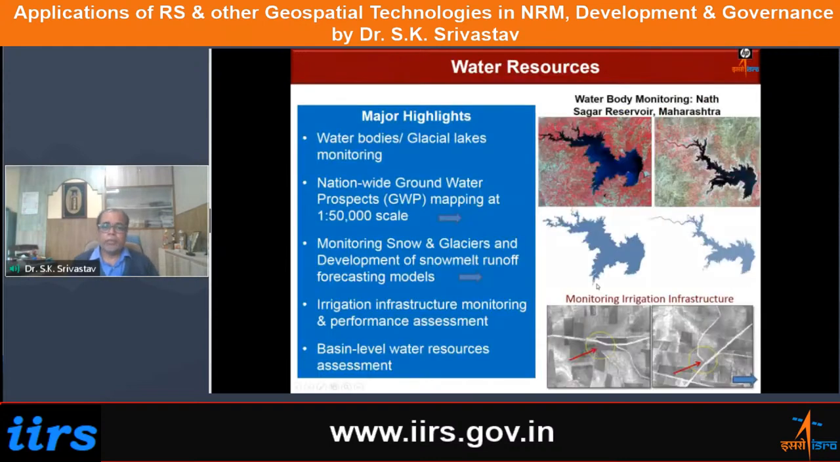So we have a variety of satellites providing data at different spatial resolutions, different temporal resolutions, and also different radiometric resolutions, and we have to use them appropriately as and when required. Now, with this, I have displayed the applications in the water resources sector. There are some 5 bullets which you see on the left side of your screen.